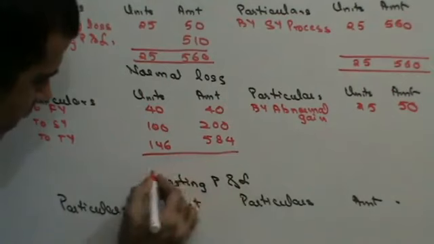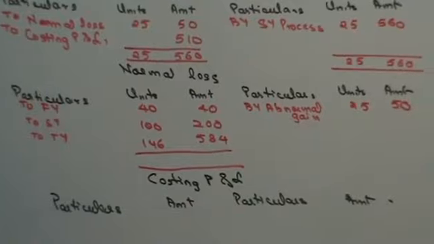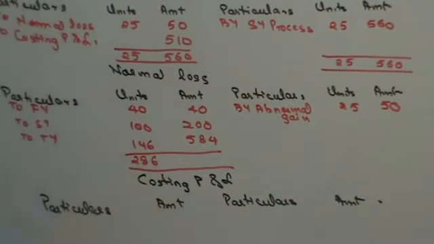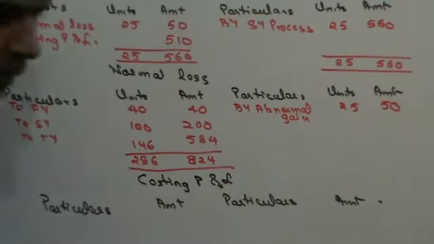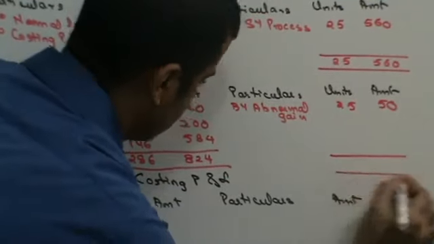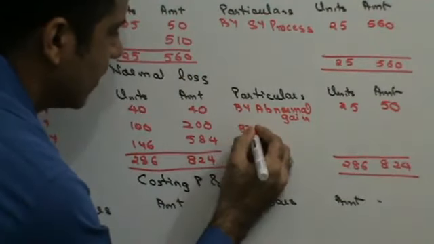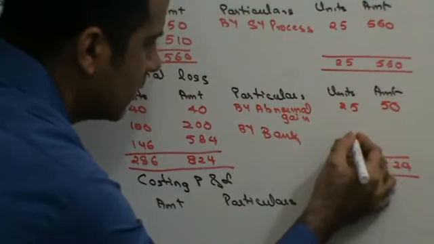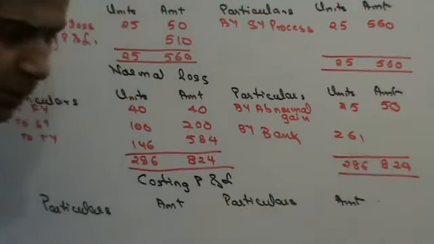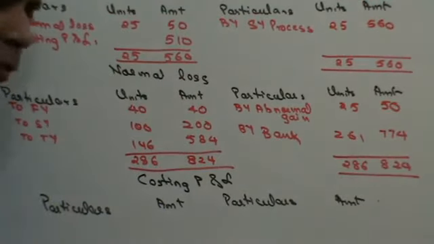Tally this account, guys. Right? When I tally this account, your debit side total is going to be 286 and this is 584, 784, 824. Right? This is 286 and 824. The difference is written as by bank. Right? So this is 261 and 774. This does not go anywhere.